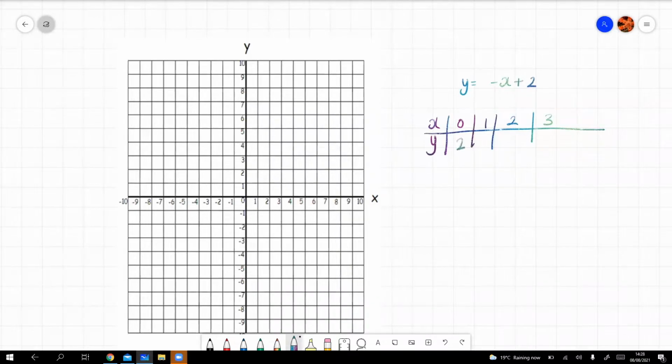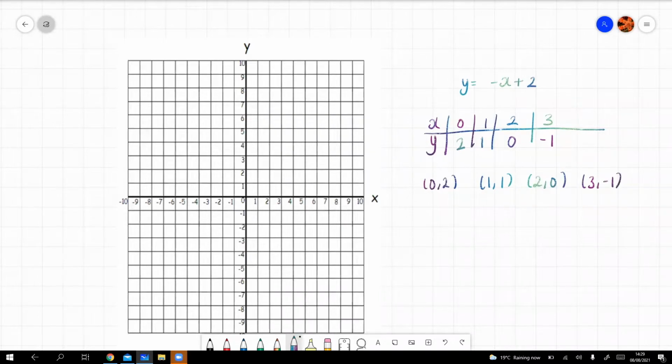So 2. Next one's minus 1, because x is replaced with 1. Minus 1 add 2 is 1. The next one, minus 2 add 2, 0. And then minus 3 add 2 is minus 1. Okay, then write in the coordinates: 0, 2; 1, 1; 2, 0; and 3, minus 1.